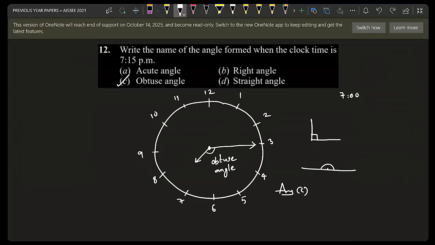Sir, clock. Clock only. 7:15 time. So now the time clock is showing 7:15 or not? Yes, sir. Do you remember the types of angles? Yes, sir. Which type of angle is this? Sir, obtuse angle, sir. What is obtuse angle? Sir, 360 degrees. 360 degrees is complete angle.